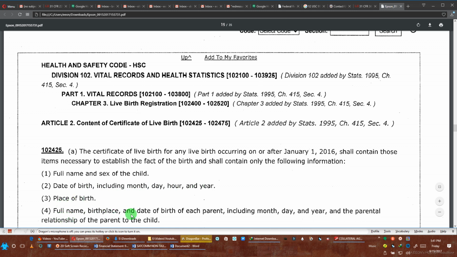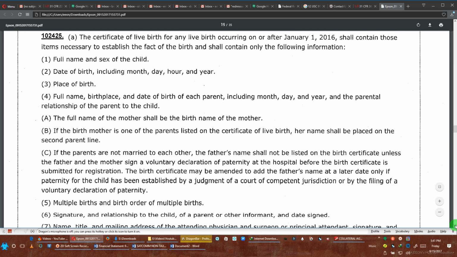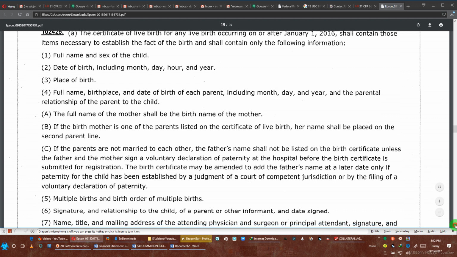The place of birth. The full name and birthplace of each parent, including month, date, and year. The parental relationship of the parents of the child. And you know how it says child? The full name of the mother shall be the birth name of the mother. The birth mother is one of the parents listed on the certificate of live birth. Her name shall be placed on the second parent line.